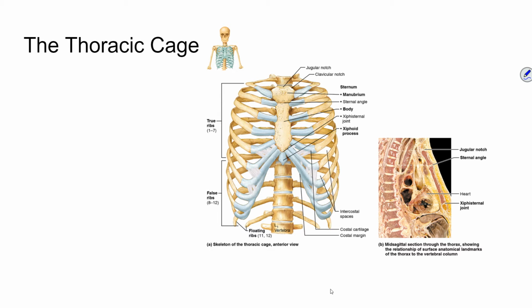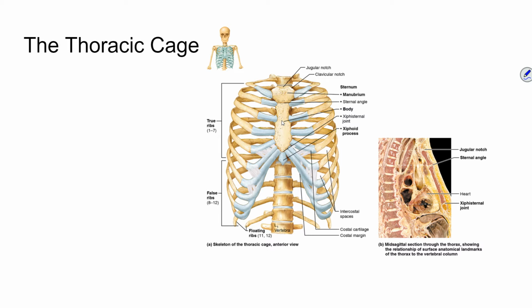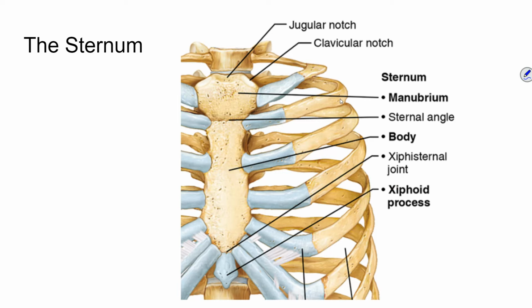You can see here the different parts of the chest cavity or the thoracic cage. Here in the center is the sternum. The sternum is a flat bone, and it's actually resulting from the fusion of three different bones. And you can see those bones here in bold. The manubrium, which is this top bone, you can see that it articulates with that first rib in particular.